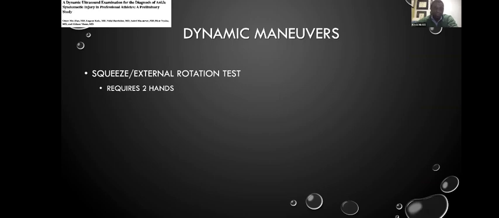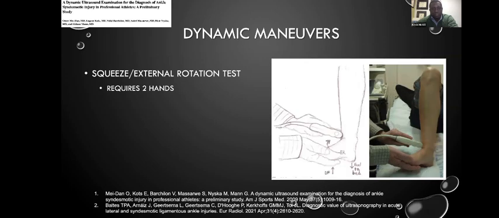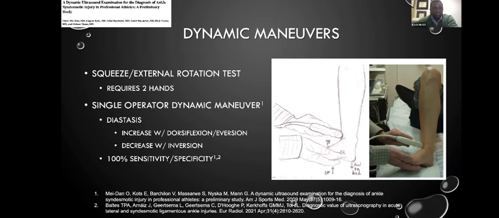Technically, you could do the squeeze test with just one hand. That's maybe fine for smaller people, but if you have larger people, especially bigger athletes, it's much harder to do with just one hand. So one of the things you can do is a similar dynamic maneuver. Essentially, it's the external rotation test, but in this case the patient puts their foot against the bed in order to brace so that you can do this external rotation.